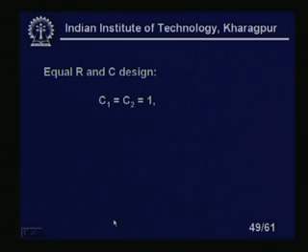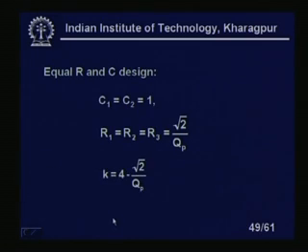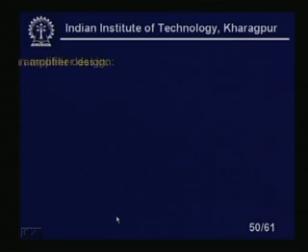For an equivalent design, C1 equal to C2 equal to 1 and R1 equal to R2 equal to R3 equal to root 2 by Q p. In the case of band pass, small k equal to 4 by root 2 Q p, right. Now, the unity gain amplifier design.